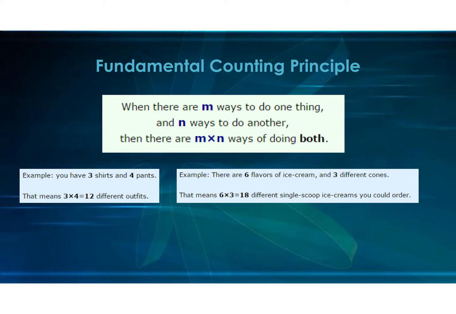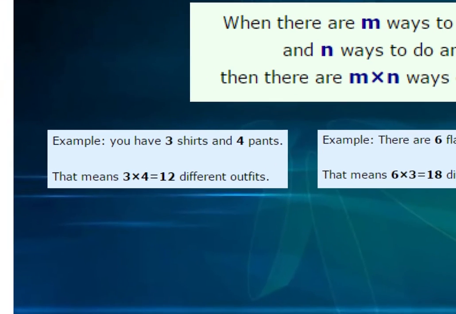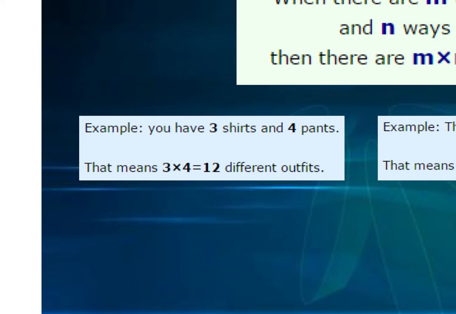So, the fundamental counting principle, okay? When there are m ways to do one thing and n ways to do another, there are m times n ways of doing both, okay? The best way to explain this is by looking at an example. Take a look at this first example. You have 3 shirts and 4 pants. That means that there are 3 times 4 possibilities. So there's 12 different outfits you can have.